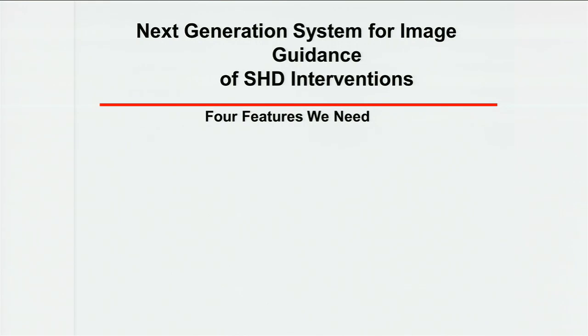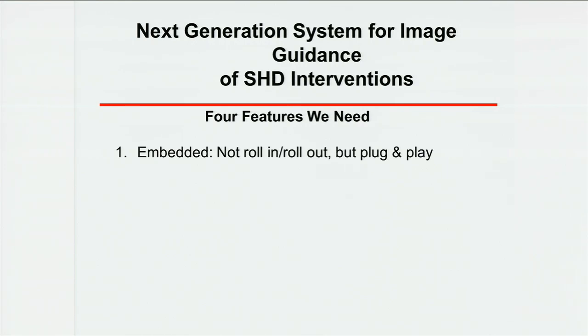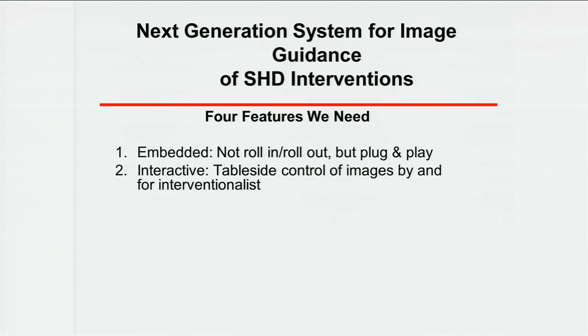What can we do to design image guidance that really will allow us to more effectively, efficiently perform these interventions? First of all, we need to have the imaging modalities embedded, be them ultrasound, be them pre-procedure CTs. We got to get away from the paradigm of rolling in echo machines and rolling them out. We know that's very inefficient, and we've seen that with the way IVUS really got revolutionized once it became plug-and-play in the procedure room.